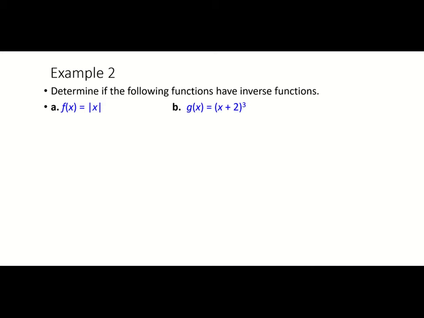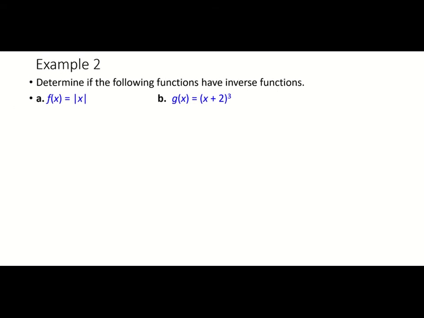Okay, so here they are asking us, determine if the following functions have inverse functions. So if we sketch f of x equals the absolute value of x, if you recall, the shape of that graph, if I were to draw my x and y axis, is a V shape, so it looks roughly like this. All right, so in order for our function, which passes the vertical line test, in order for it to be a function or have an inverse that is also a function, it would have to pass the horizontal line test.